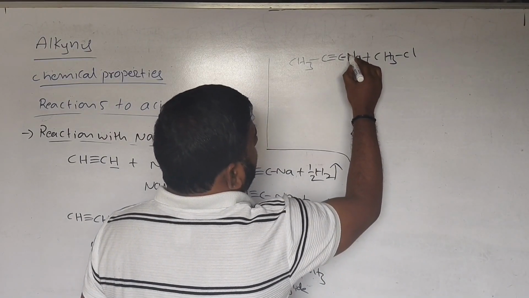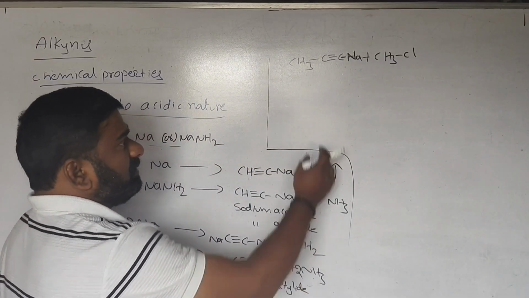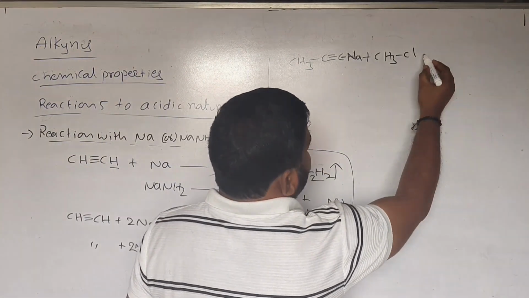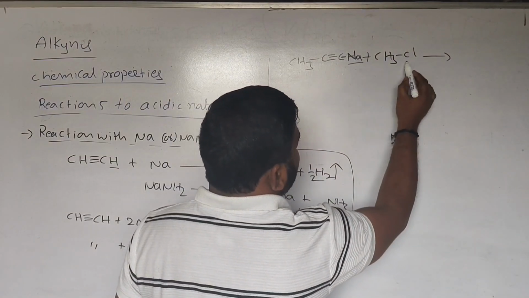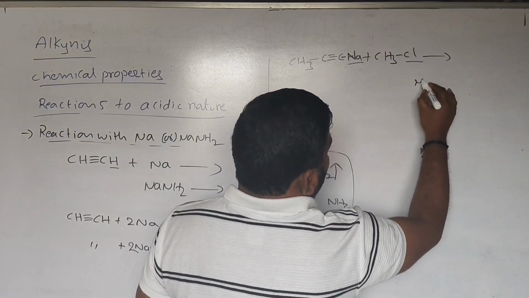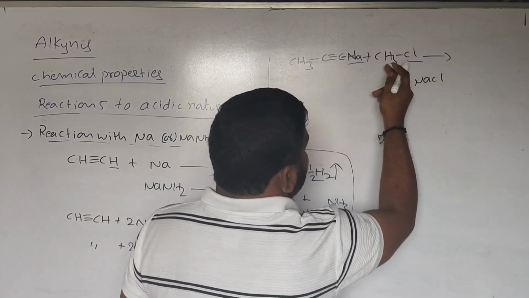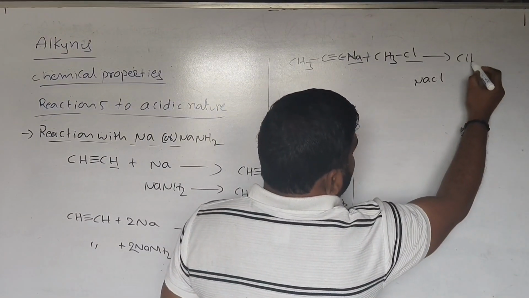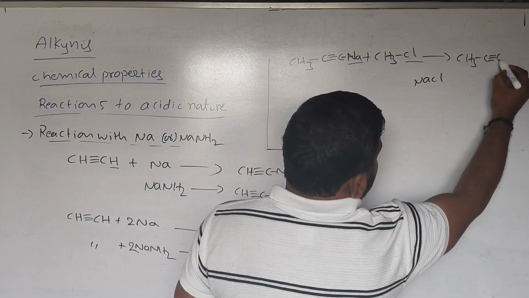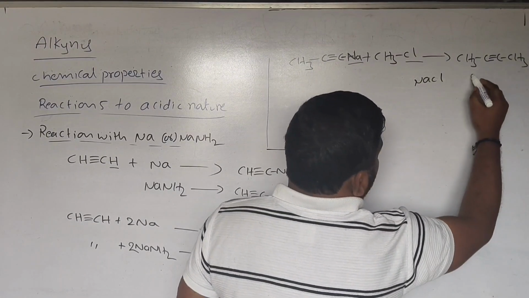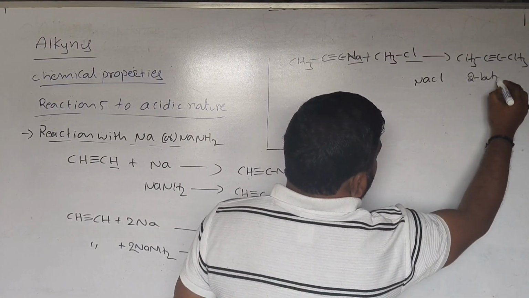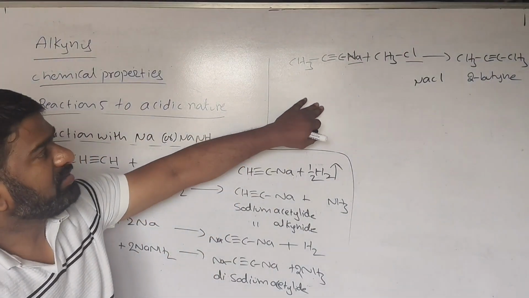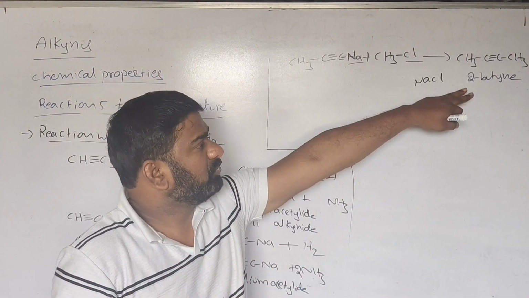So sodium propynide here, 3 carbons containing alkyne, reacts with methyl chloride. What is happening? This Na and Cl will be removed in the form of NaCl. Then this CH3 will be added to the triple bond carbon. Then CH3 C triple bond C CH3 will be obtained. Okay, so 2-butyne will be obtained. So if you take propyne, make sodium propynide and react with methyl chloride, you will get 2-butyne.